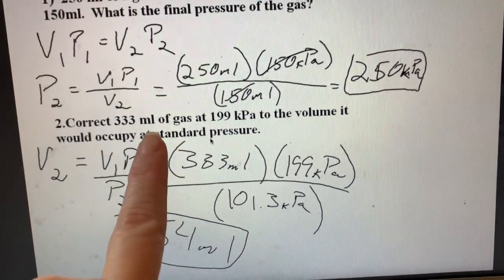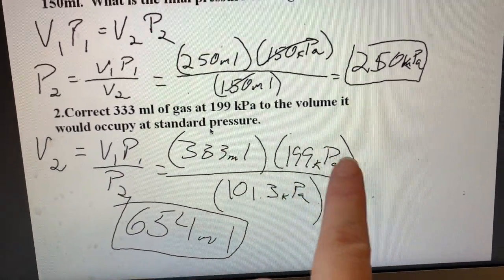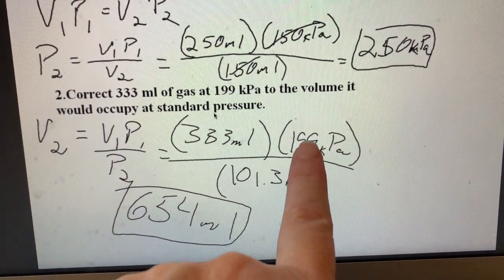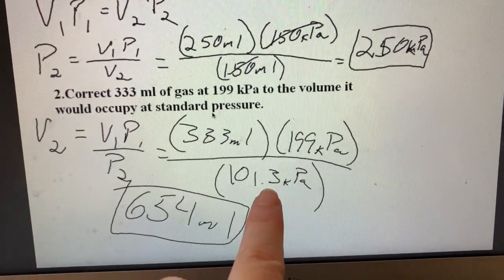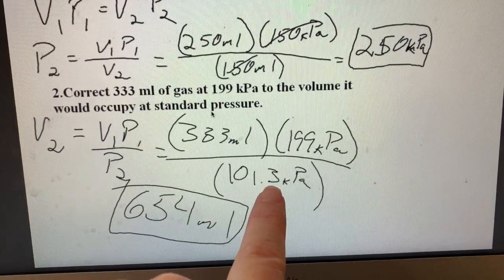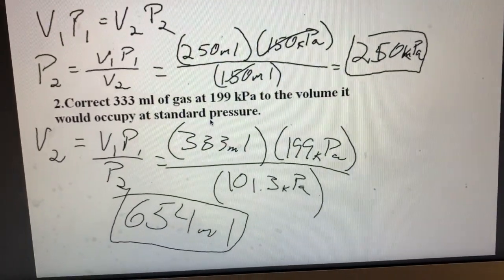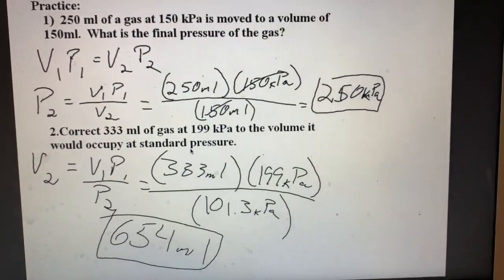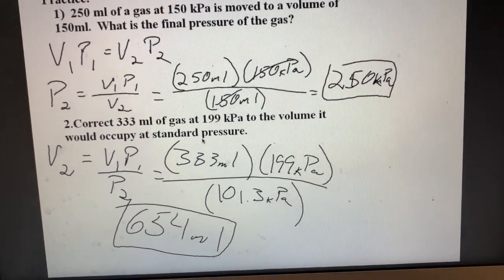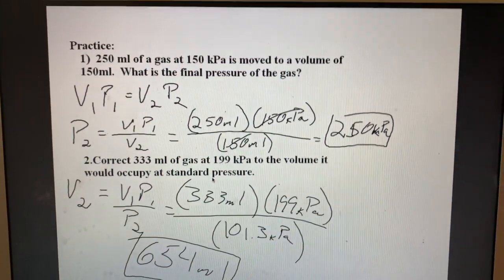So my initial volume was 333. My initial pressure is 199. My final pressure is standard pressure, which I remember from last unit is 101.3 kilopascals, which gives us about 654 milliliters. Again, please don't focus so much on your significant figures. Just make sure you have a reasonable answer and that it is pretty close to mine.